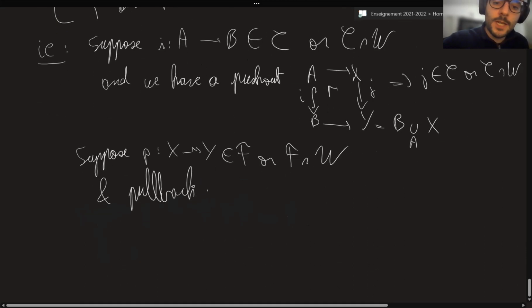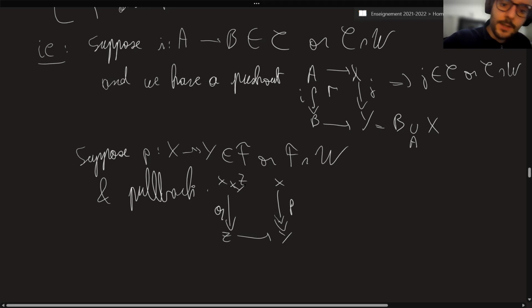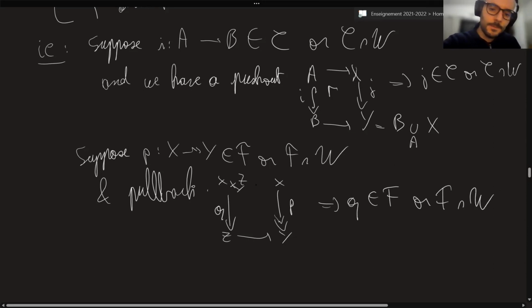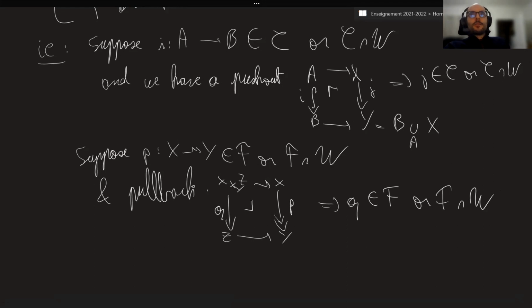Suppose we have a pullback like this: X, Y, Z, X cross Z over Y. Then Q is a fibration or an acyclic fibration. So the way to think about it is if you push forward a cofibration, then you keep a cofibration, similarly for fibration, and similarly if it's acyclic.